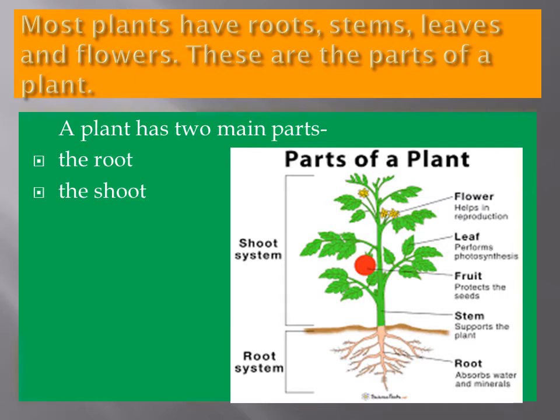Okay? Now, most plants have roots, stems, leaves and flowers. These are the parts of a plant. In the previous chapter, you have learned that plants are living things. Okay? And they need air, water and sunlight to live and grow. Now a plant has two main parts, the root and the shoot. You can see in the picture.